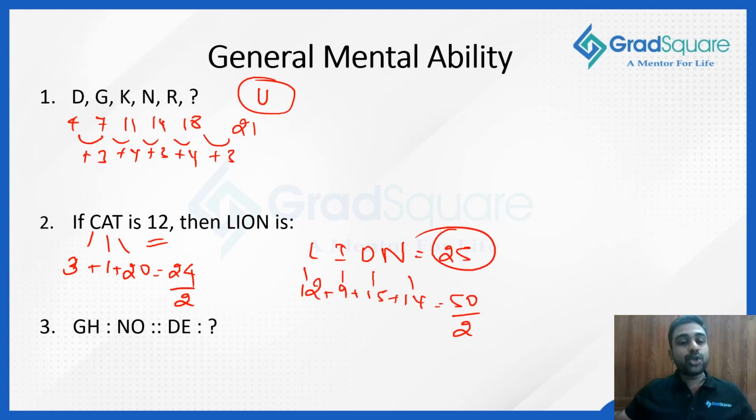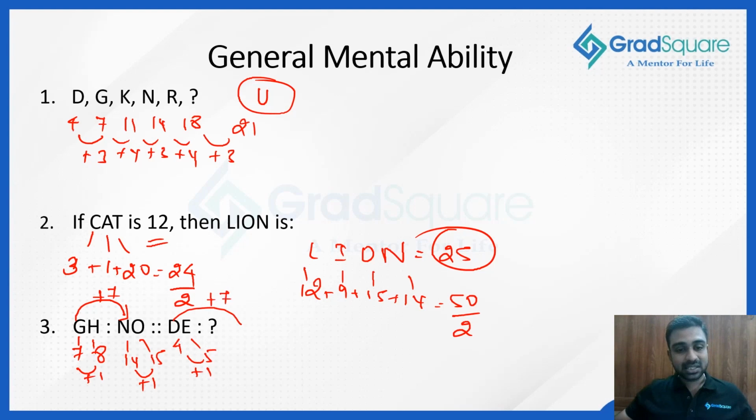And I'm going to use the same position logic here. G is the 7th alphabet, H is the 8th, a difference of plus 1. N is the 14th alphabet, O is the 15th, a difference of plus 1. How does G end up at N? By an addition of plus 7. Similarly, D is the 4th alphabet, E is the 5th, a difference of plus 1. So the same pattern: for D to change to a different alphabet, I should add 7. So 4 plus 7 is 11. The 11th alphabet is K, plus 1 gives L. So that will be the answer for this question.